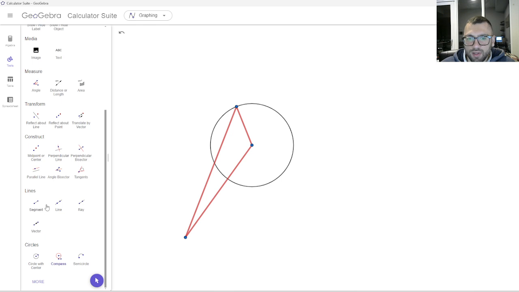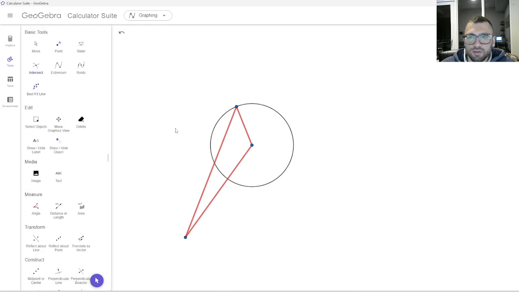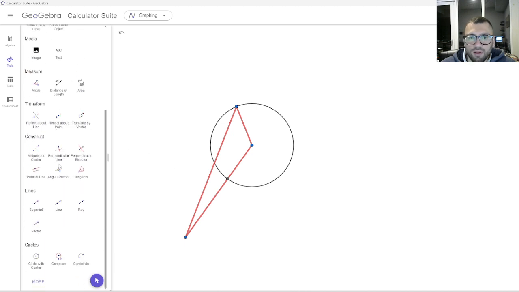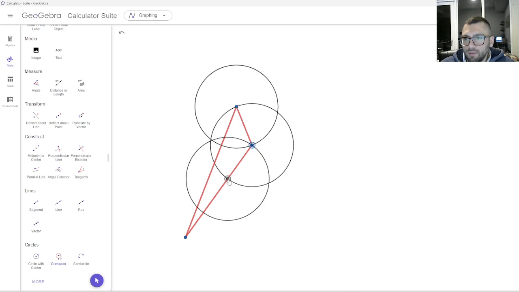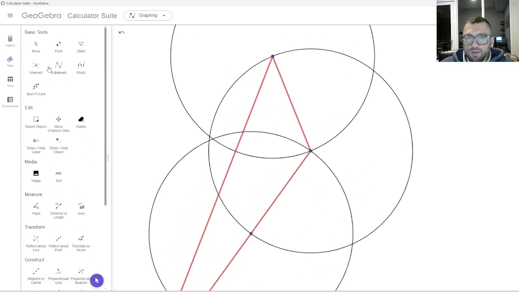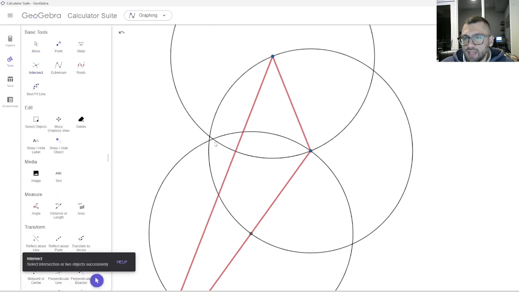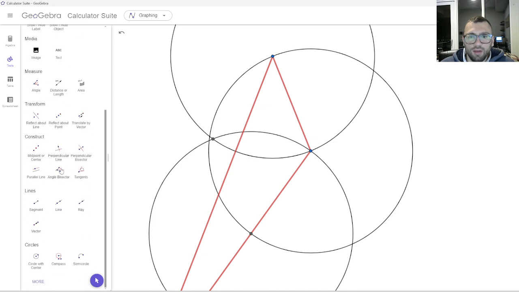We will mark the intersection like that, and then we will do the two circles. Compass. Circle there. Circle there. Intersect. We're just doing the exact same thing we literally just did. Maybe I shouldn't have gotten rid of it, but that's okay. We've done it already. So there we go.